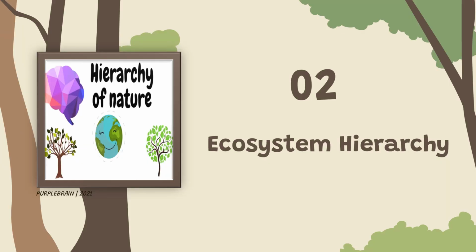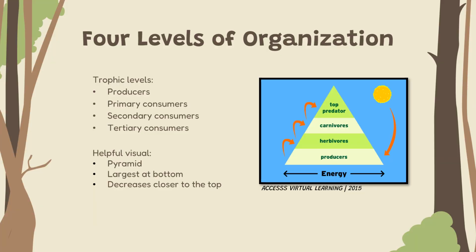Before I continue with keystone species, you should know the parts that make up an ecosystem and their importance. There are 4 basic levels, referred to as trophic levels, of organization in an ecosystem: producers, primary consumers, secondary consumers, and tertiary consumers. To visualize this, you can use a pyramid. This has been widely accepted because it represents necessary components like organism abundance and energy availability at each level.